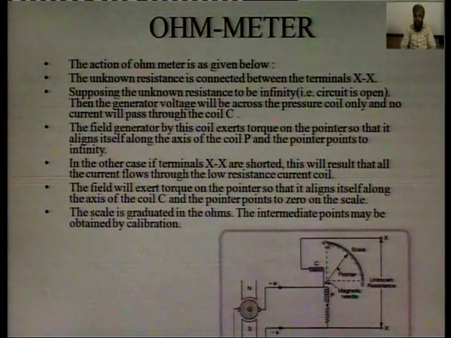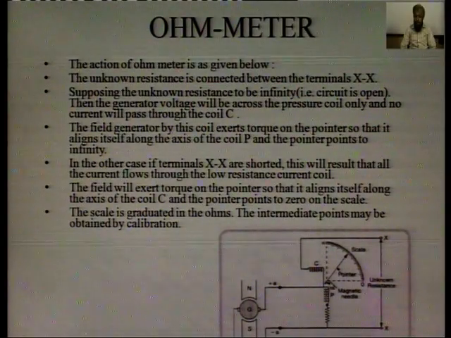That is, the value of the resistor whose resistance is to be measured is infinite. If we short the terminals X and X, then the whole current will pass through the current coil, and the current through the pressure coil will be 0. In this case, the magnetic needle will try to align in the direction of the current coil, and it will indicate the value of 0.